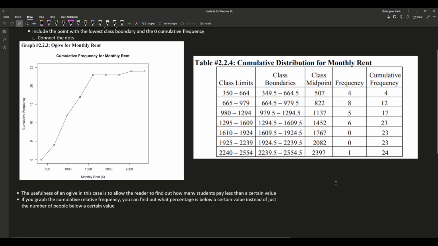The usefulness of an ogive in this case is to allow the reader to find out how many students pay less than a certain value. So this may be an easier way of visualizing this than simply looking at a chart. If you graph the cumulative relative frequency, you can find out what percentage of students are below a certain value instead of the number of people below a certain value.